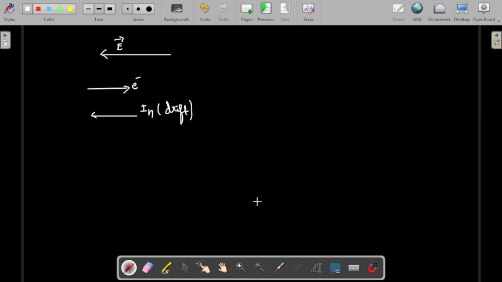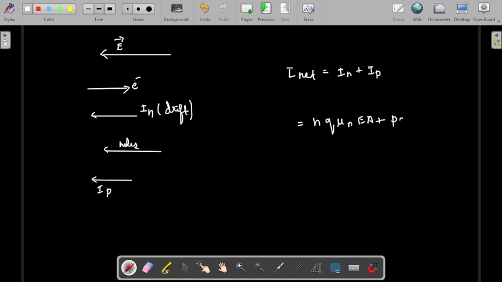Next, there will be movement of holes, which will align with the direction of the electric field. So the net movement of holes will be aligned with the direction of the electrical field, and there will be some production of current in the same direction. So hole movement is in this direction. This is holes, so the IP will also be in this direction. So the I net will be equal to IP plus IN. We can simplify this into n q mu n E A plus p q mu p E A. So this is a formula.